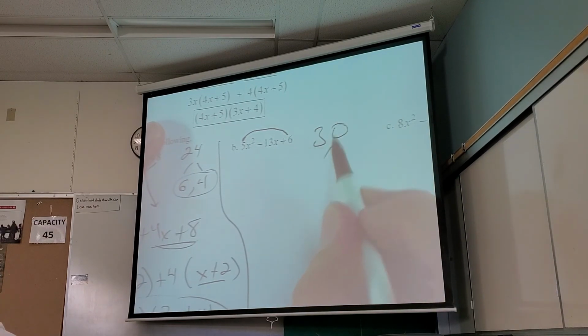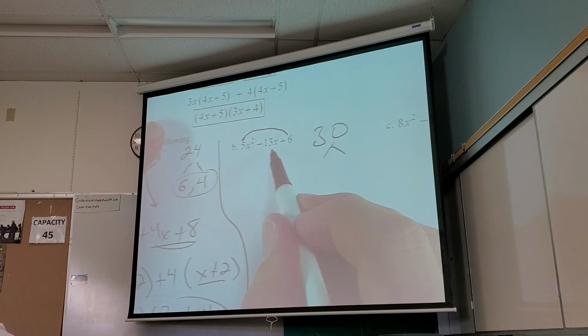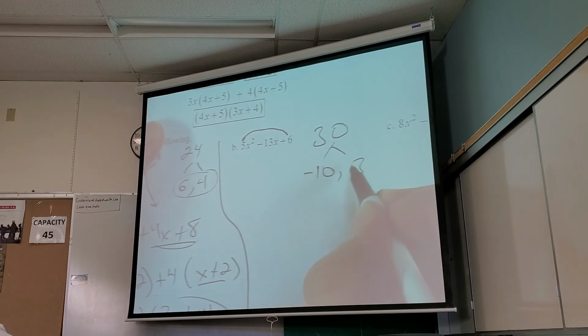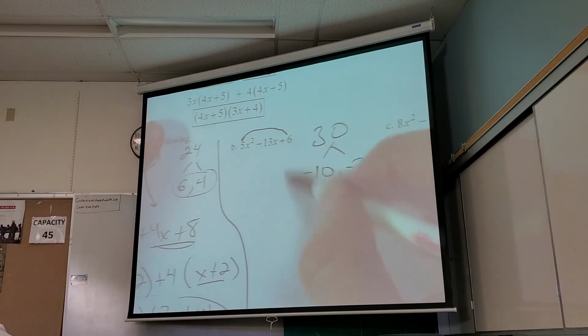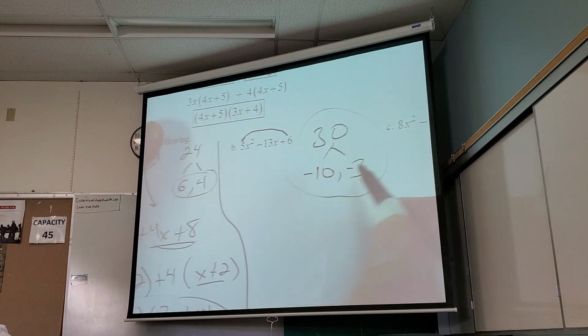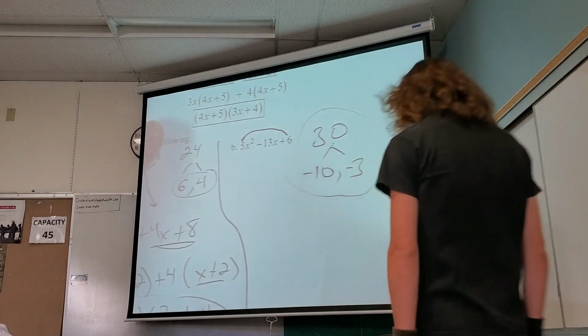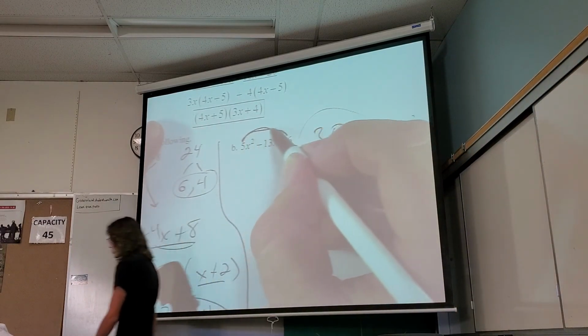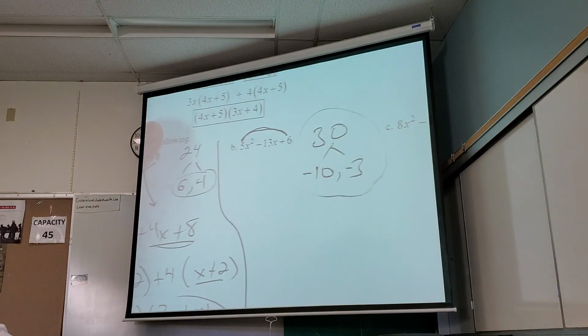What multiplies to be 30 and adds to be negative 13? Negative 10 and negative 3, they both have to be negative. So that step is very, very familiar to us. That's what we have to do with the other one, but the number I work with comes from this times this.